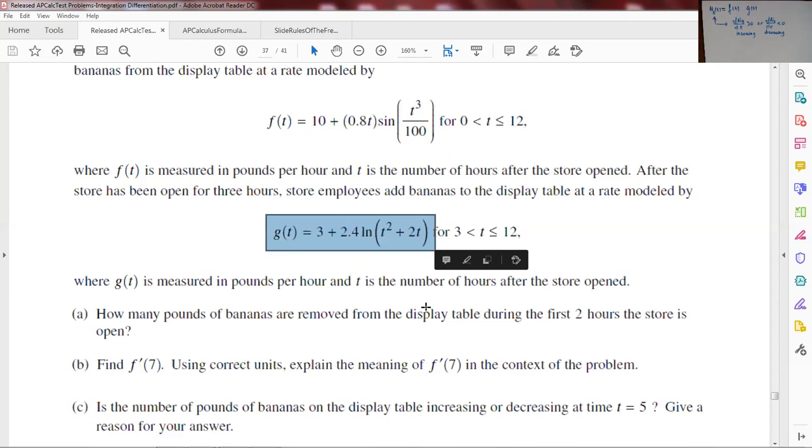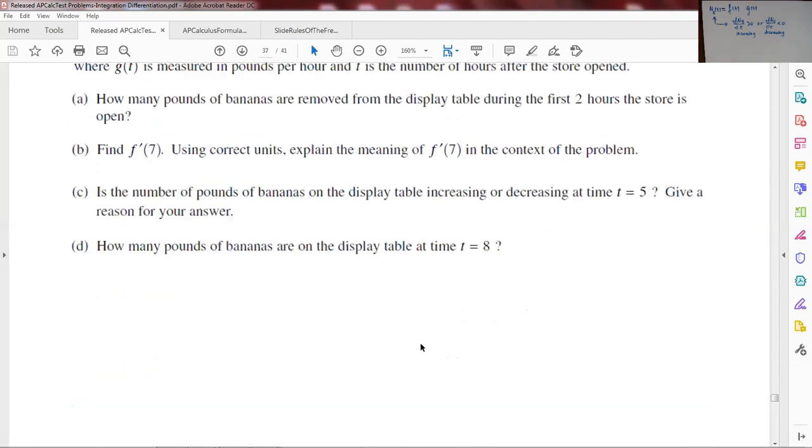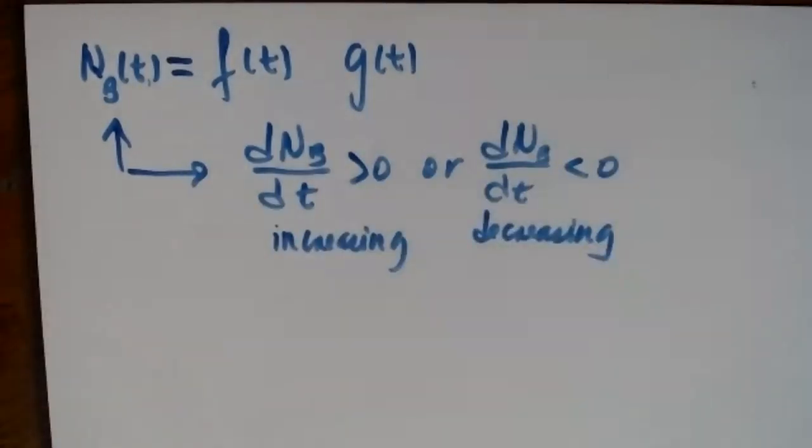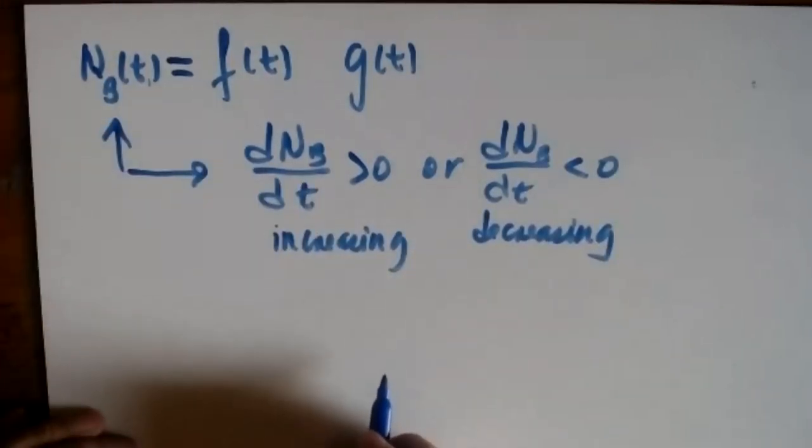What about this one? Is it positive or negative? Positive, that's correct. Why? Because 3 is a positive number, 2.4 is positive, and this is more than 3. So in 3, this is 9 plus 6, 15, and the natural log of 15 is positive. So this is positive. So you cannot add them. If you add them, you are adding the bananas they are removing, correct? So what is the positive? What is the negative from these two?